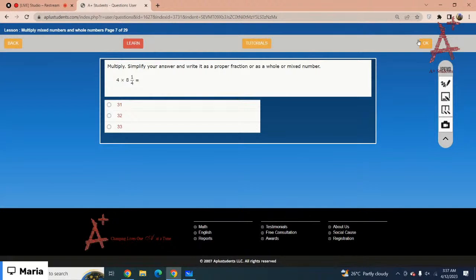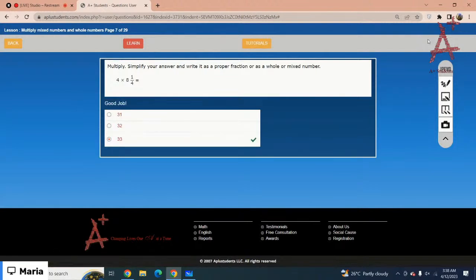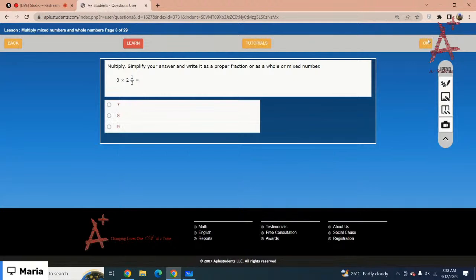So, which is the correct option? Yes, that would be 33. Got it? Because 4 and 4 cancel out each other. So, it would be 33. So, the correct option is 7. Okay, you can complete the test by yourself later today.